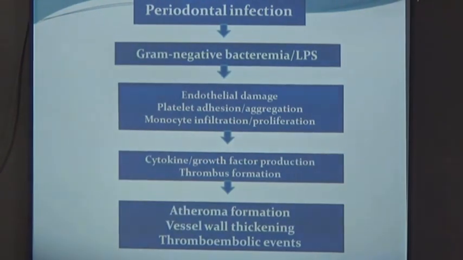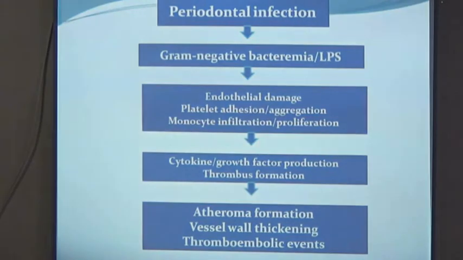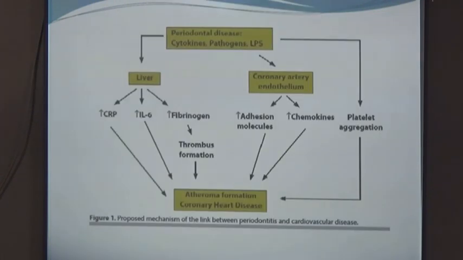Here, in periodontal infection, there are more gram-negative microorganisms and more endotoxins. When it releases, what happens? Endothelial damage takes place. There will be platelet adhesion and aggregation. Then monocytic infiltration will be there, and cytokine and growth factor production will be more, and as a result there is going to be thrombus formation. Once the thrombus formation is there, there will be atheroma formation, vessel wall thickening, and thromboembolic events. You have understood? Can I go to the next one?